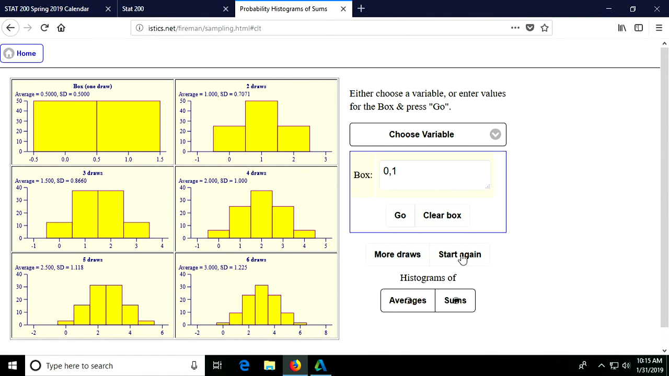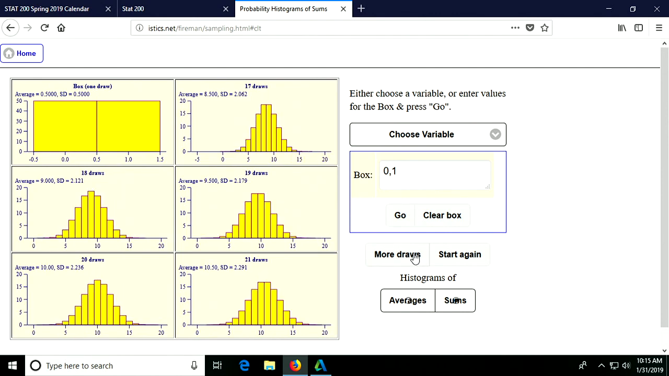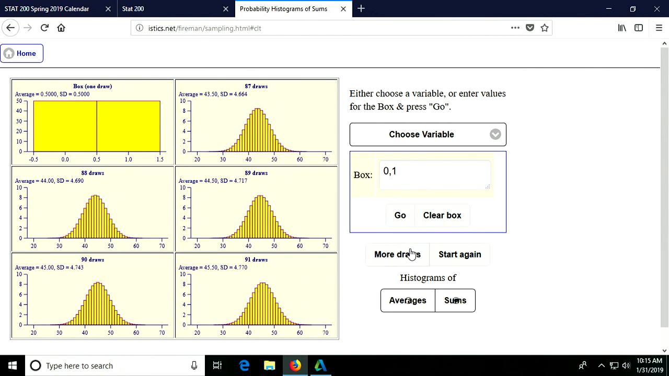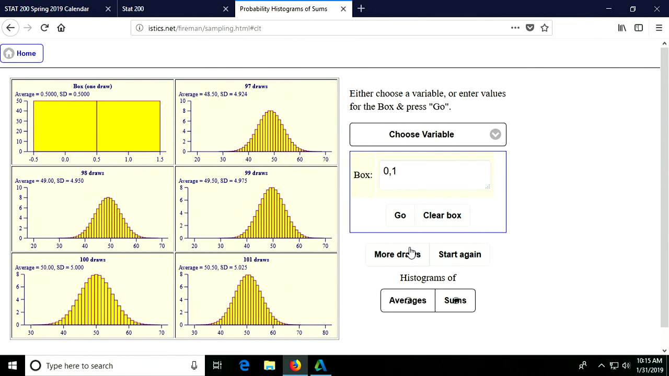So I think we did that. Now, watch what happens, though. If you keep going, it's going to look more and more like the normal curve. See how beautiful that is? So if we did 100 draws, see, 50's in the middle, and we'd have a standard deviation of 0.5 over the square root. I mean, this is for sums. So it'd be 0.5 times the square root of 100, which would be 5.